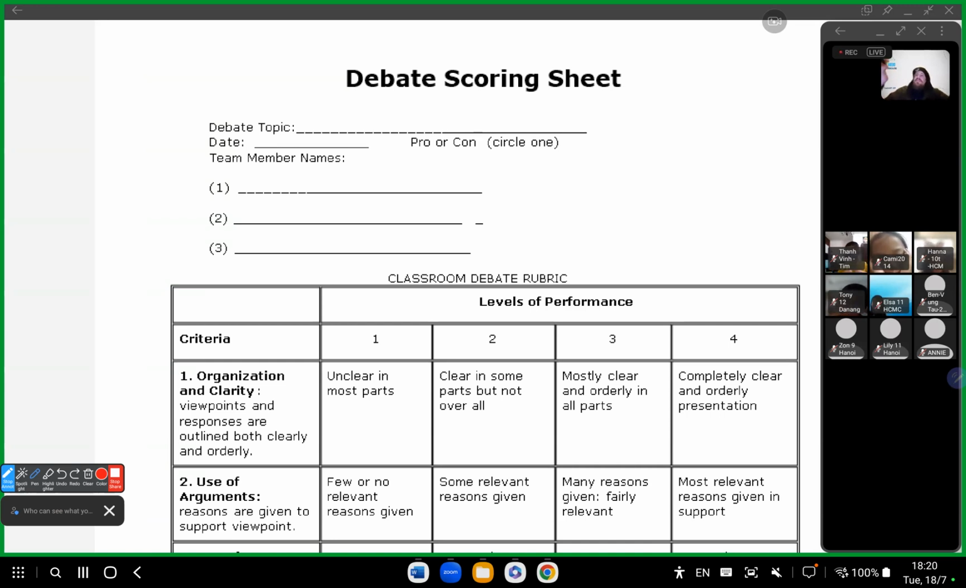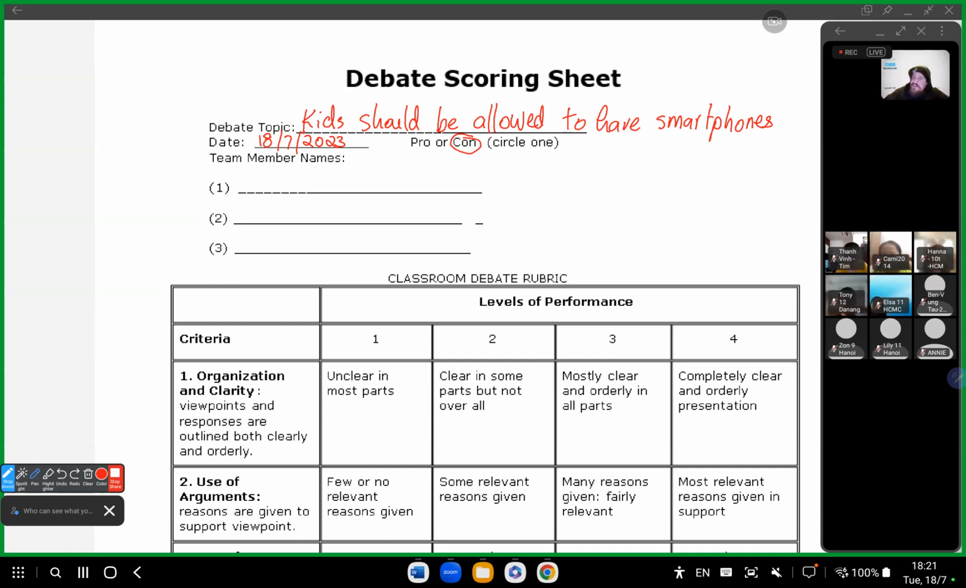So let's just pick an example topic. Kids should be allowed to have smartphones. And then we'll say that this score sheet will be for the opposition team. We have the date. Today's debate is taking place on the 18th of July, 2023. And we have our 3 team members.